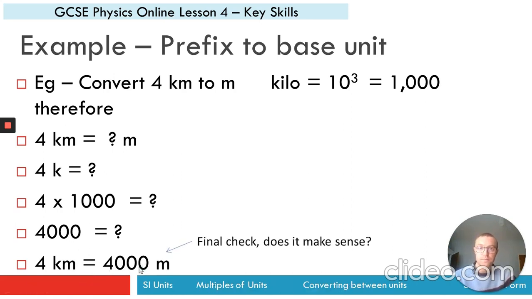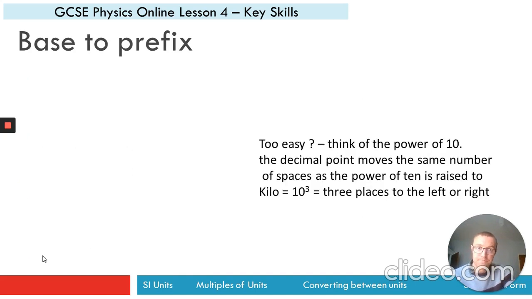Okay. Final check. Have a look at the answer. Does it make sense in your head? Once we've done it a few times, you will start to get a feel for it. I know that there are 1,000 metres in every kilometre. So 4 kilometres is going to be a very large number of metres. 4 kilometres is going to be equal to 4,000 metres. Yes, it does make sense in my head. Okay, just ignore that "too easy" for now. It shouldn't be there. It'll make sense afterwards.